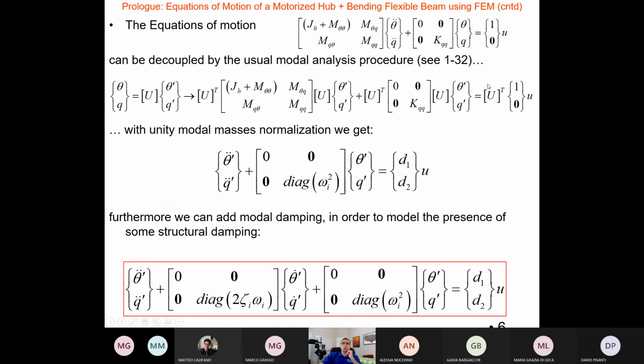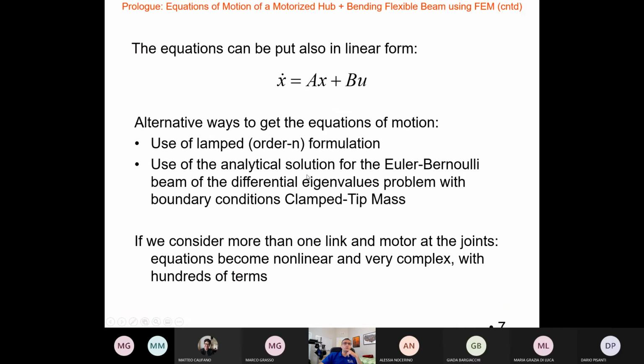So again, these are the equations of motion. You decouple them with the modal analysis that we have seen, to diagonalize the matrices, basically. And so in the new state, you can find a matrix that has on the diagonal the natural frequencies of the system. And also, if you want to add some damping, you're more than welcome to do that, but that's something that we have to make up or measure through experiments. This type of representation can be put in the linear state space form, like a linear time invariant system.